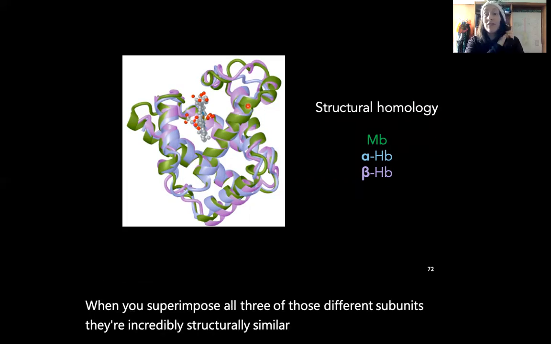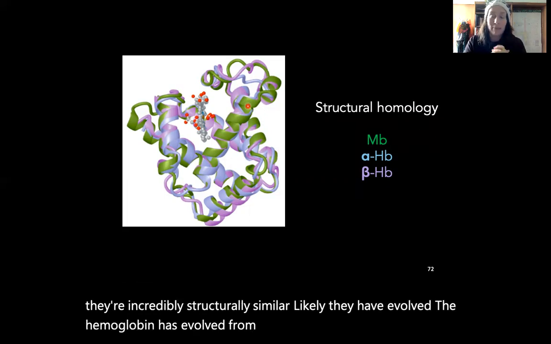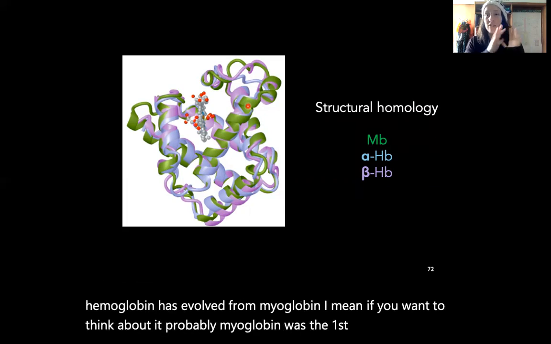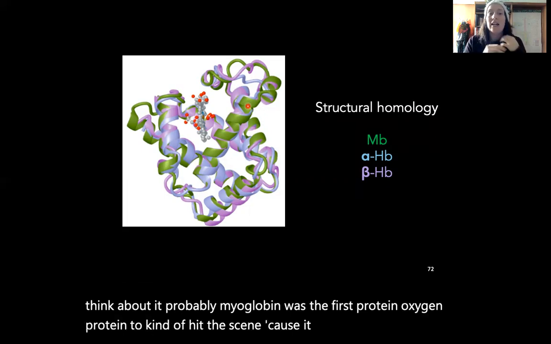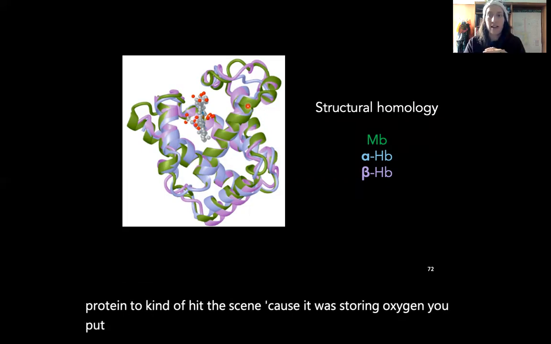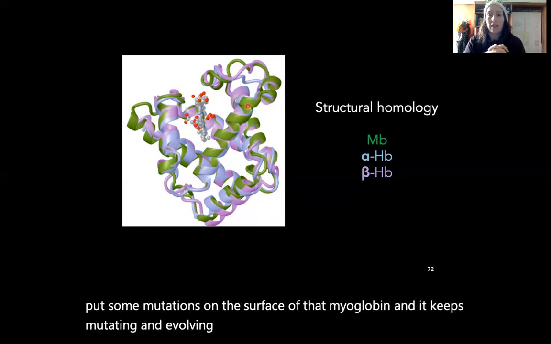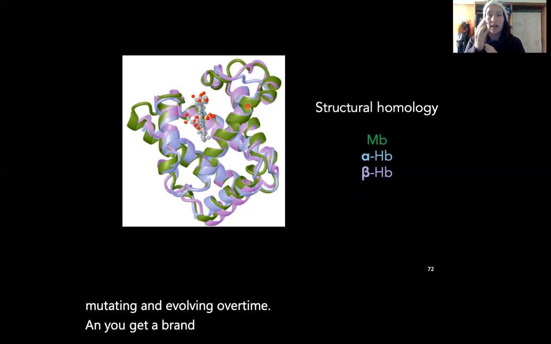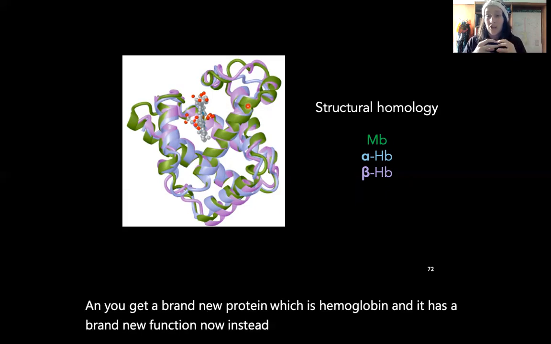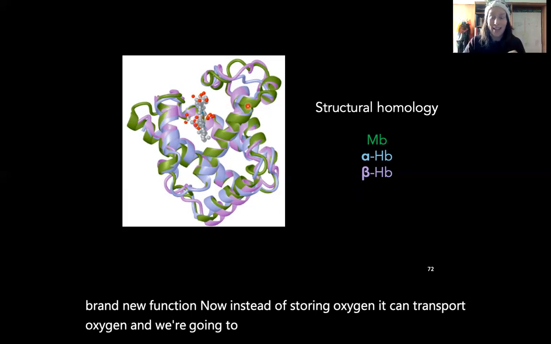Likely the hemoglobin has evolved from myoglobin. I mean, if you want to think about it, probably myoglobin was the first oxygen protein to hit the scene because it was storing oxygen. You put some mutations on the surface of that myoglobin and it keeps mutating and evolving over time, and you get a brand new protein, which is hemoglobin, and it has a brand new function. Now, instead of storing oxygen, it can transport oxygen. Okay, and we're going to definitely learn more about how it does that.